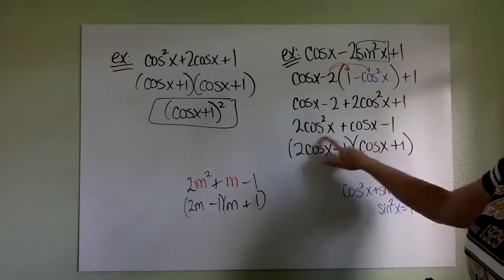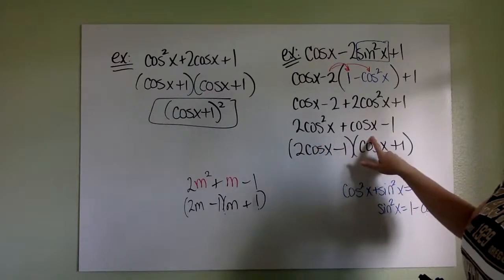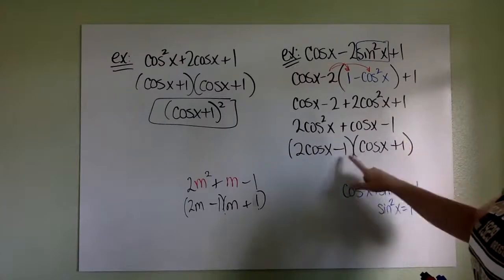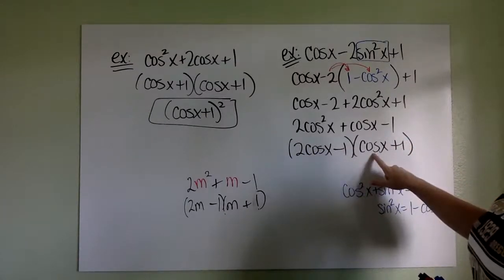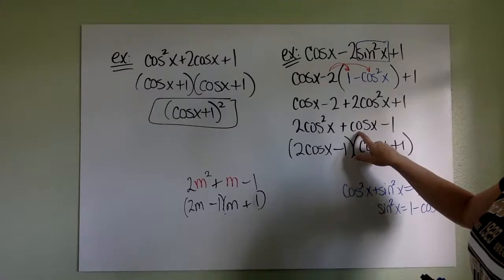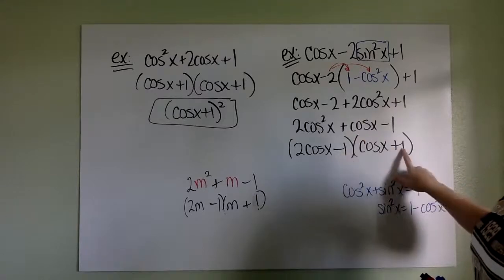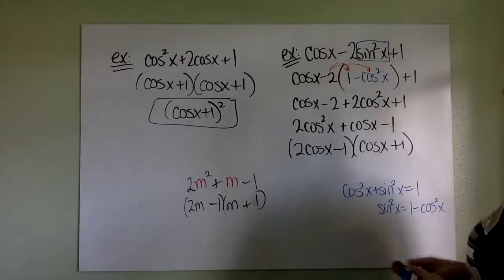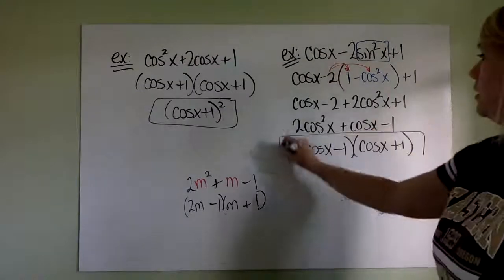If you used your FOIL method to multiply it out, 2 cosine times cosine makes the 2 cosine squared. Here I would get a positive 2 cosine, a minus 1 cosine. That cancels to make a positive 1 cosine, and then a 1 and a negative 1 multiplies to make negative 1. So this is your factored form for this one.